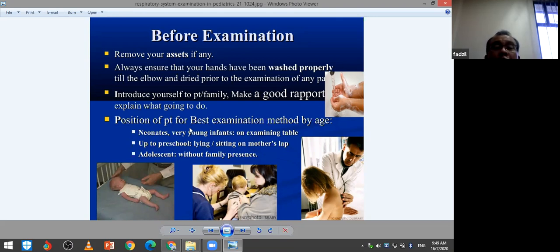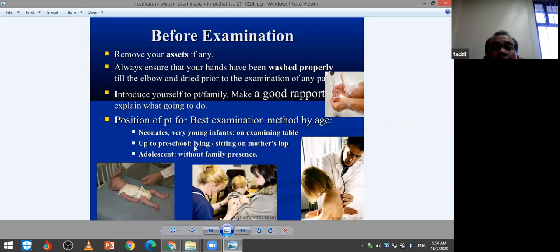So, examination, well, you have to adapt. In a young infant, usually we ask them to lie on the examination table. For a healthy preschooler, if they can lie down, it's okay, but it's not that easy. Most of the time, they will prefer sitting on the mother's lap, unless they are very ill. Adolescent, well, you can do it like an adult.